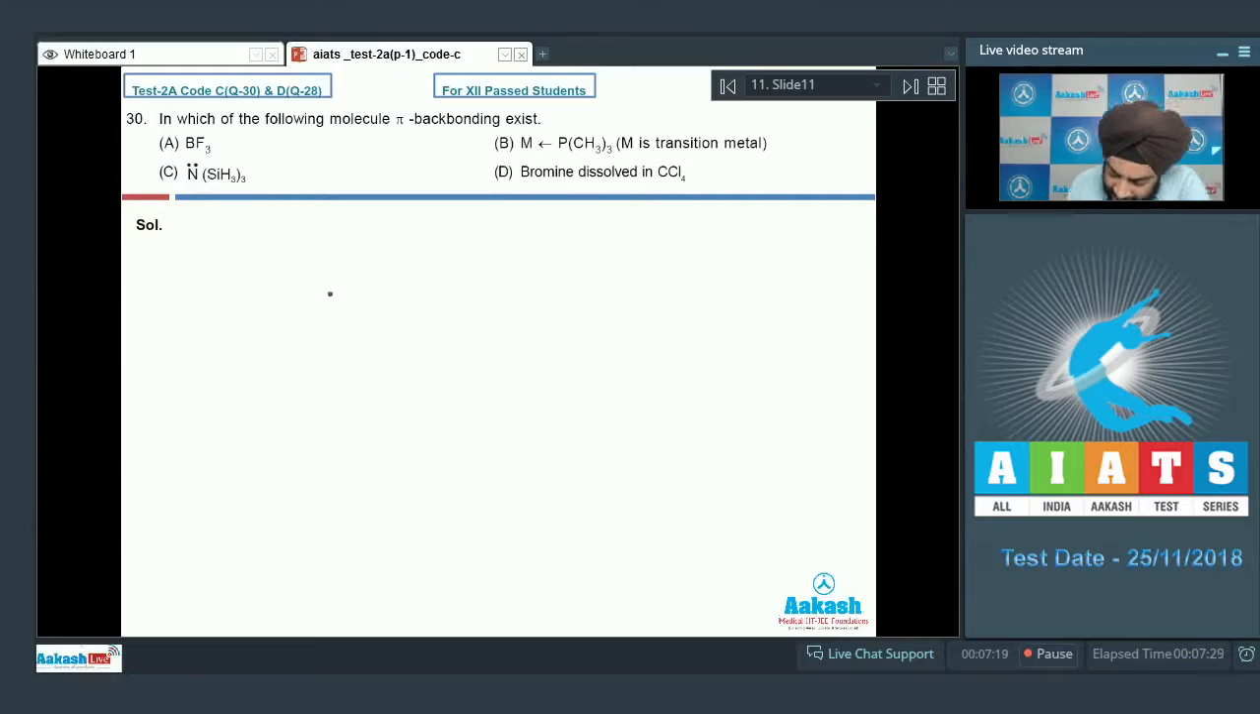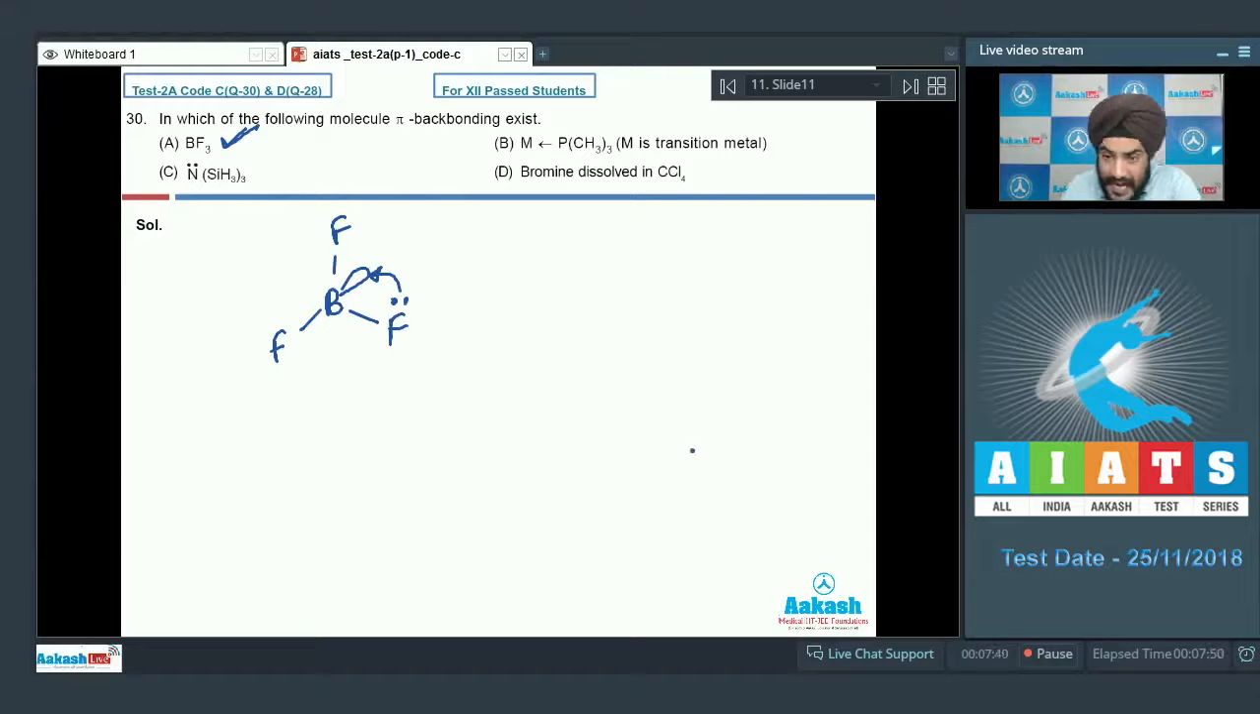So if we look at BF3, boron has a vacant p orbital and fluorine has a lone pair of electrons. So it will donate its lone pair into the vacant p orbital of boron. So BF3 has pi back bonding. Let us look at option B now.